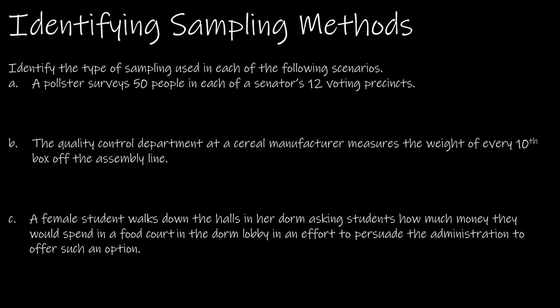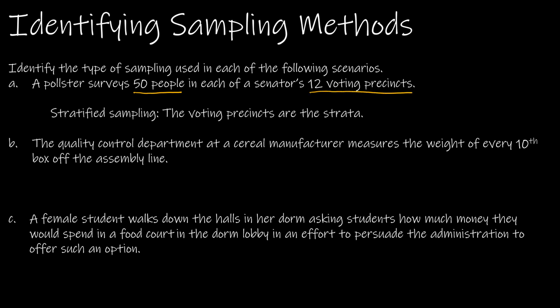Let's take a look at a few examples together. The first one is a pollster surveys 50 people in each of a senator's 12 voting precincts. So, what would be the sampling method? Well, the key thing here is that we're looking at essentially equal representation for all 12 of the voting precincts. So this would be stratified sampling. So each precinct represents a strata.